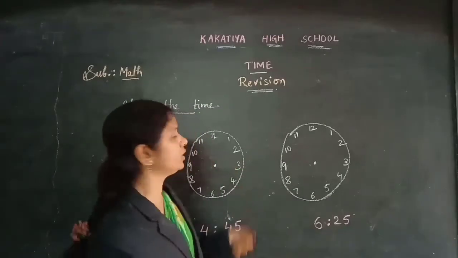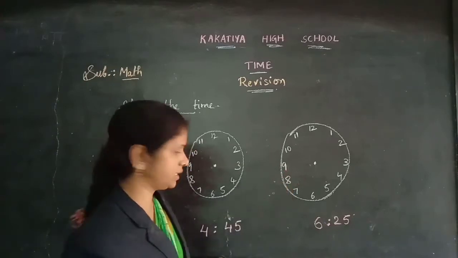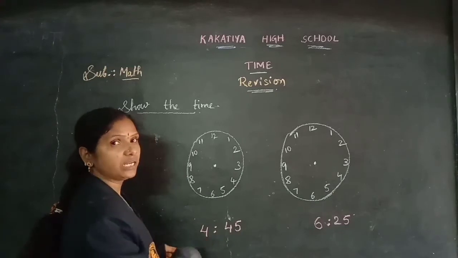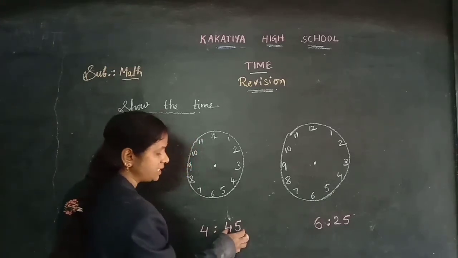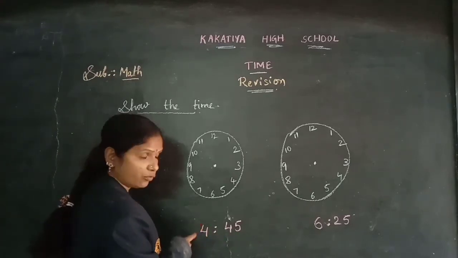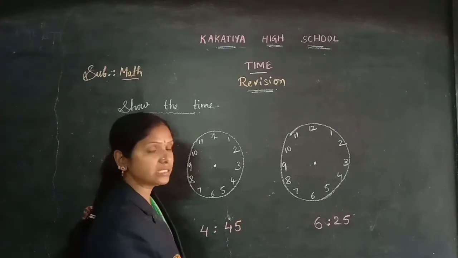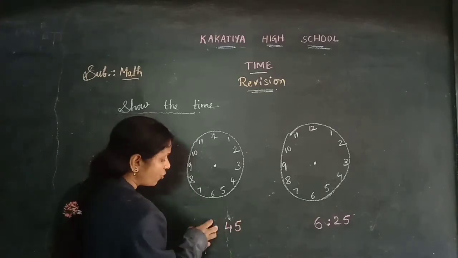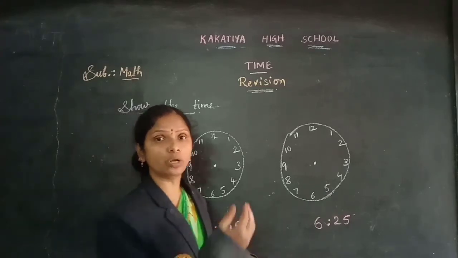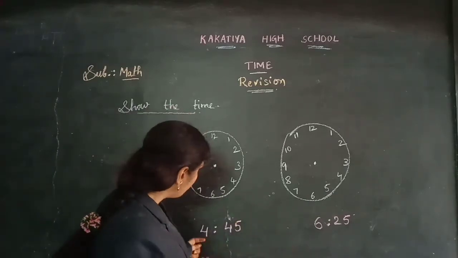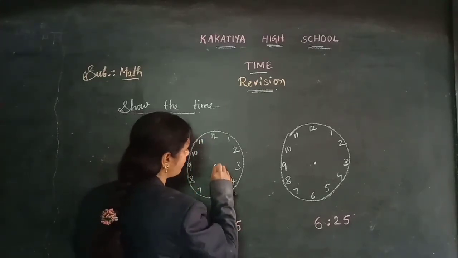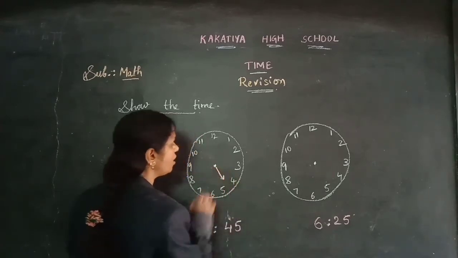Yes, children. Now let's show the time in these given watches. What is the first time they have given? 4:45 means after 4 it crossed the 45. 4:45 means the hour hand is still at 4 o'clock but it is near to reaching 5 o'clock. 4 crossed 45 minutes means the hour hand should lie between the 4 and 5. Why? Because some minutes after 4 are given here. So the hour hand should cross 4 and lie between the 4 and 5.